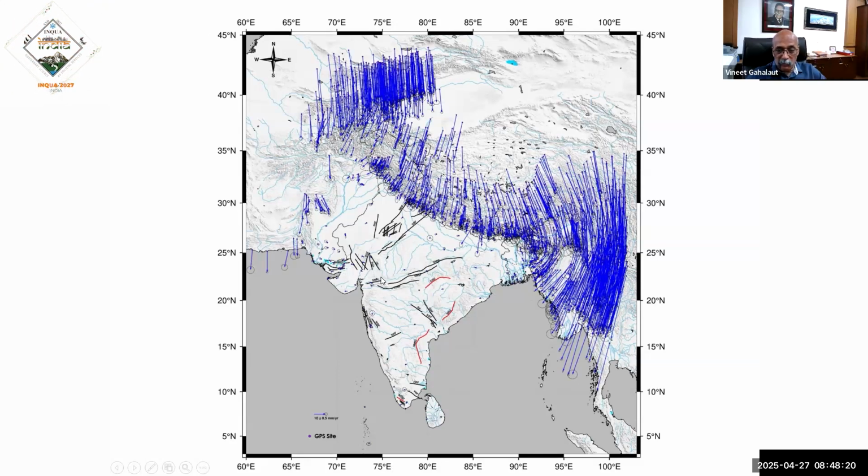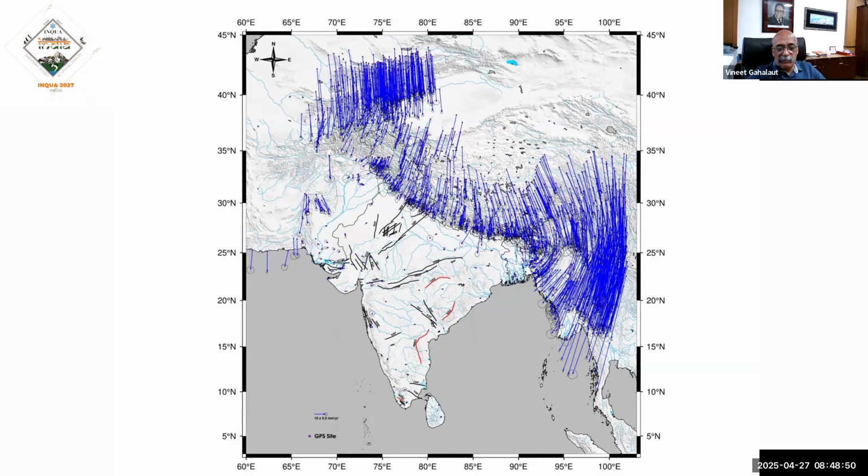So by looking at these data, we try to understand what is the process which is responsible for earthquake occurrence, and how stable is the Indian plate, and what are the other processes other than earthquakes which are taking place in the Indian plate region.